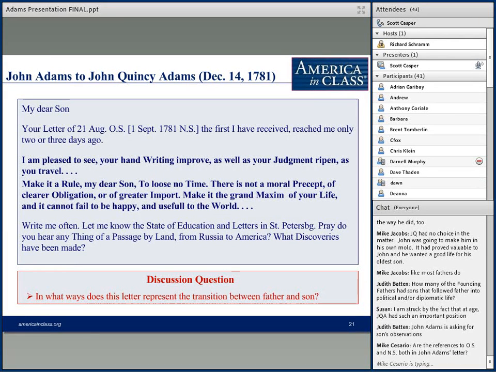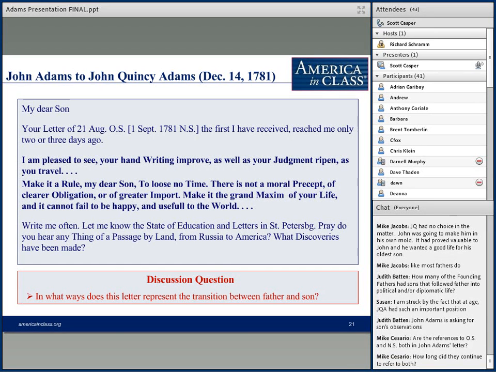I think actually Mike asks a good question. I think the reference here to 21 August old style is probably what was in the letter, and then some editor has added 1 September 1781 new style.